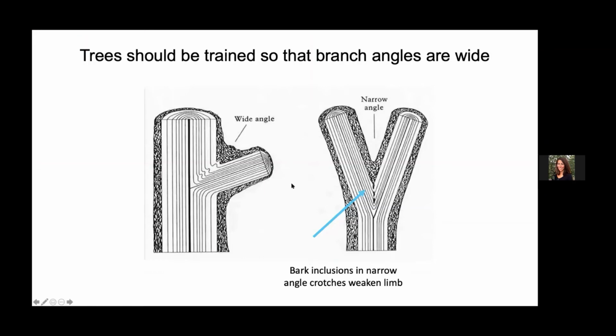So when you get new trees, or even as you're looking at your older trees and selecting branches, the branches that we like are the ones that have a wider angle to them. And that's because structurally they're more sound. They're not going to be as weak. They don't have what we call bark inclusions. So you can see there's more bark tissue here, and it can make that limb in a narrow angle weaker, which makes them more prone or susceptible to breaking. So we're typically looking for these wide angle branches when we're choosing branches to keep for pruning.